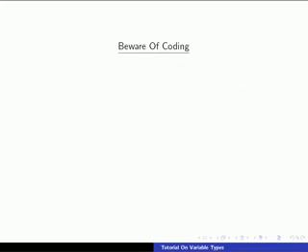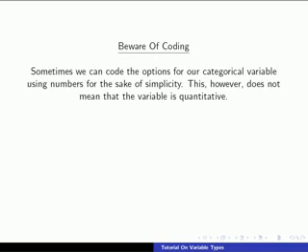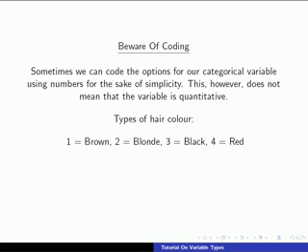If we're asked to classify a particular type of variable into one of the 3 different categories, then one thing we need to be careful of is coding. Sometimes to make things easier, we might code our variable categories using numbers. We need to be aware that this does not mean that the variable is a quantitative variable. For example, if we're recording hair color and have our 4 categories for brown hair, blonde hair, black hair, and red hair, we could code these using the numbers 1 to 4 as I've done here.